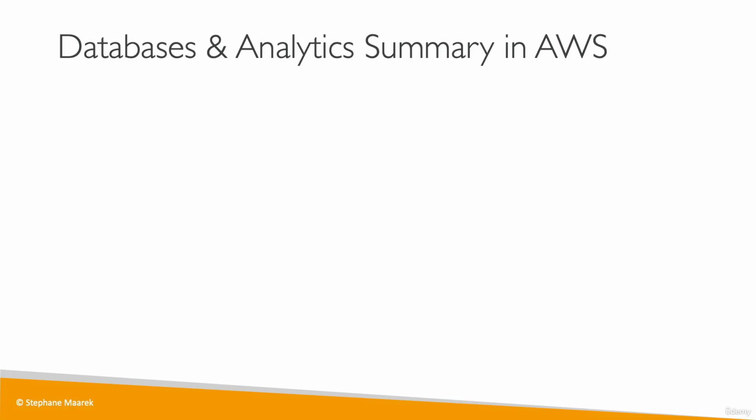So let's summarize everything we know about databases and analytics in AWS. And you just need to know what database corresponds to what use case going into the exam. So if you have a relational database and you have OLTP, so online transaction processing, you have to think RDS and Aurora. And both these databases support the SQL language to query your data.